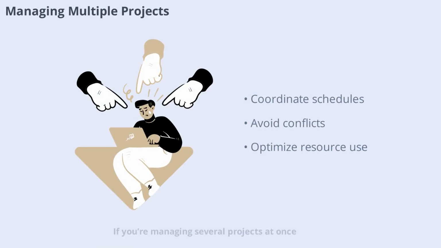If you're managing several projects at once, resource allocation becomes even more complex. You'll need to coordinate schedules, avoid conflicts, and ensure that resources are shared effectively. Using portfolio management tools can help you balance competing demands and optimize resource use across all your projects.